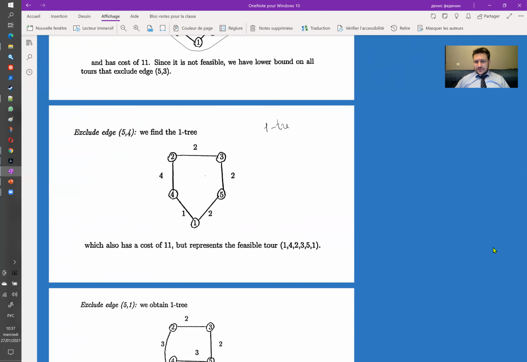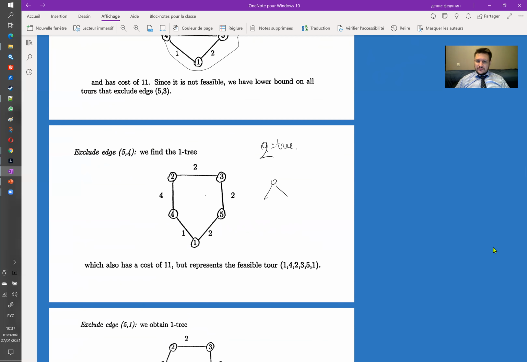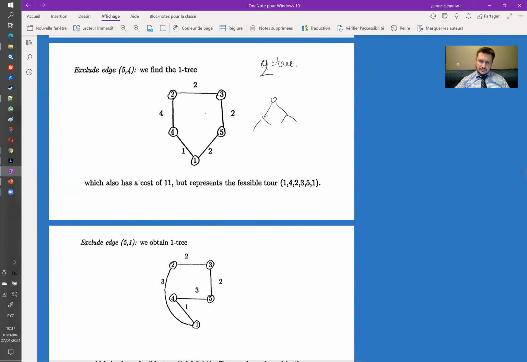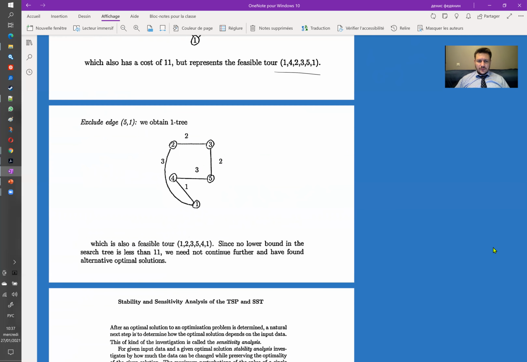When we talk about 1, 3, it means that 2, 3 is this one, a binary tree. 1, 3 is just a cycle. And we have also 11 here, as we can check it. But this one is feasible too. Now we can try to exclude this one. We also have a feasible tour here, and we have 11.